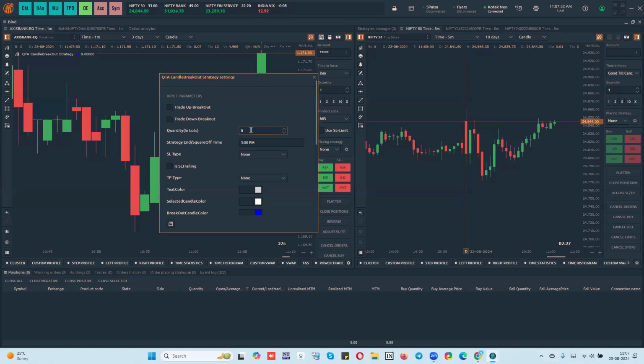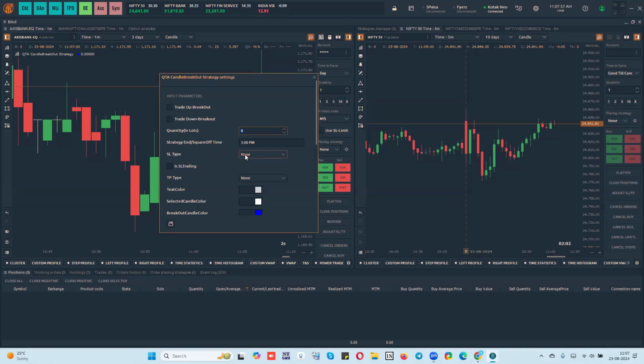Quantity is the quantity that you would like to trade. Then strategy end or square off time. This is the time at which, if you have existing positions open under this strategy, all the existing positions will be automatically closed. And if you have not executed any trades until this particular time, beyond this time no new trades will be executed.